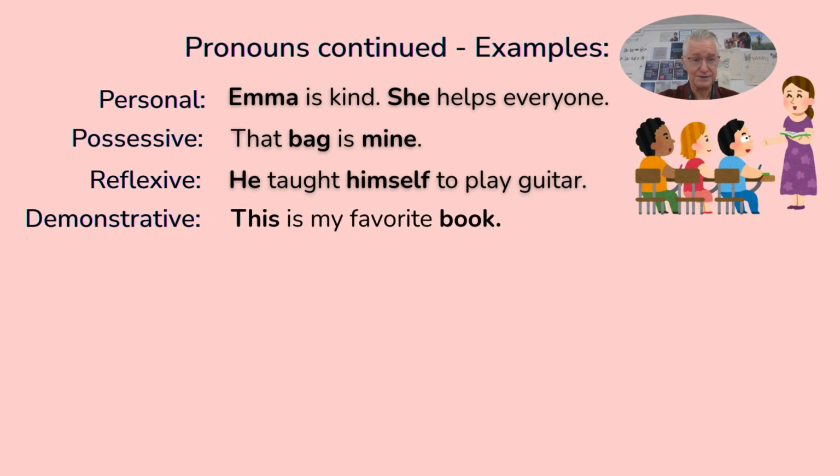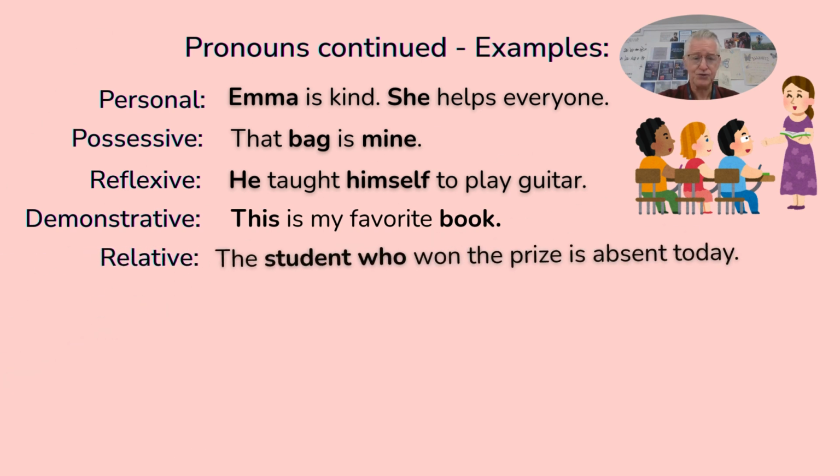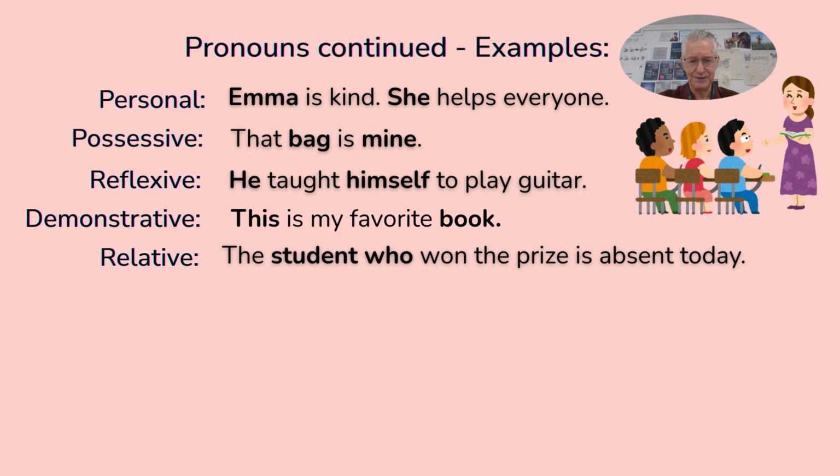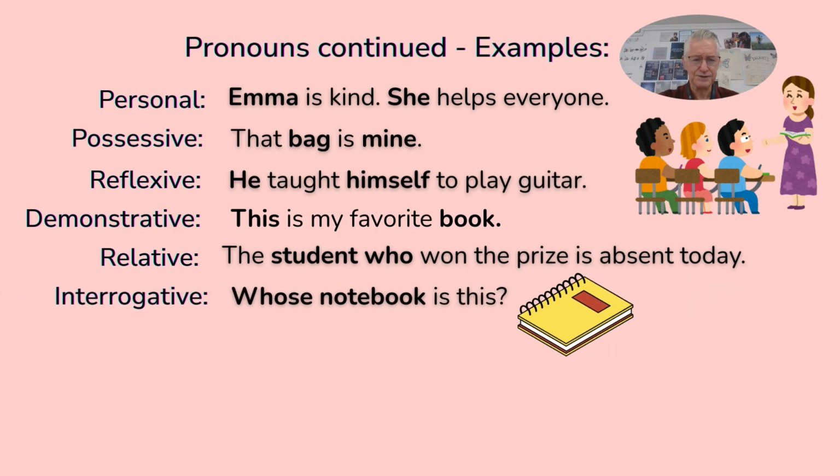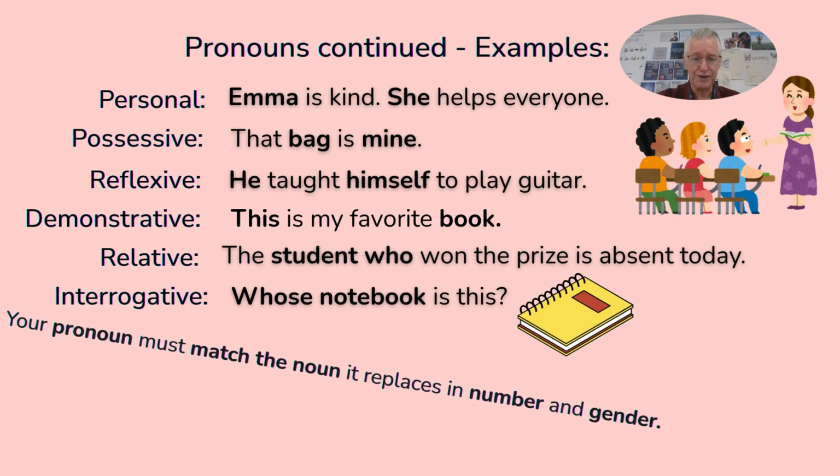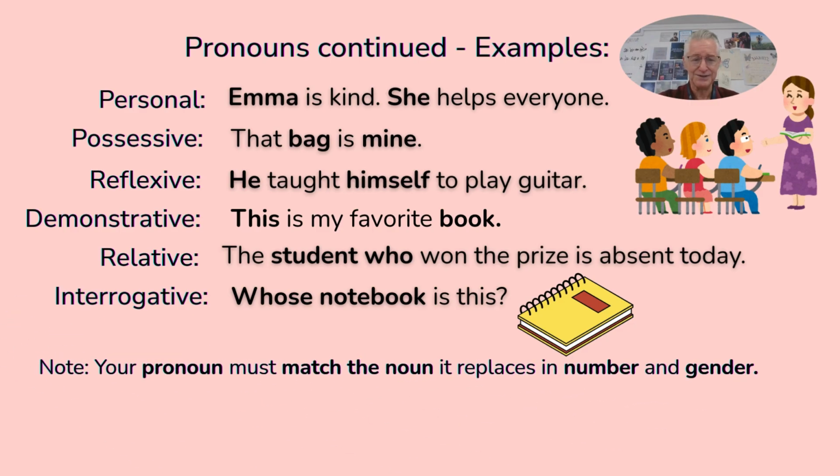Demonstrative. This is my favorite book. Not that. This. Relative. The student who won the prize is absent today. Interrogative. Whose notebook is this? So note that your pronoun must match the noun it replaces in number and gender. Be sure that you match the noun that you replace in number and gender with the pronoun that you use.